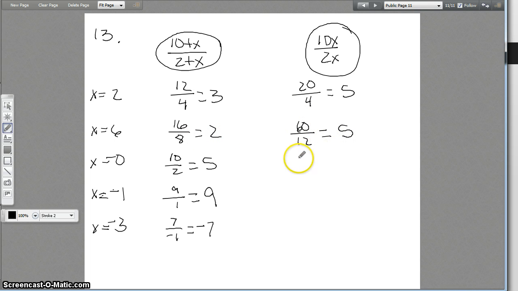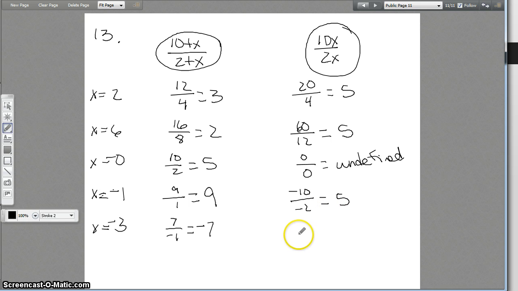Now when x equals 0, 10 times 0 is 0, and 2 times 0 is 0, and we get an undefined value. We actually cannot evaluate the expression 10x divided by 2x when x equals 0. Now we plug in negative 1. Negative 1 times 10 is negative 10. Negative 1 times 2 is negative 2. Negative 10 divided by negative 2 is a positive 5.